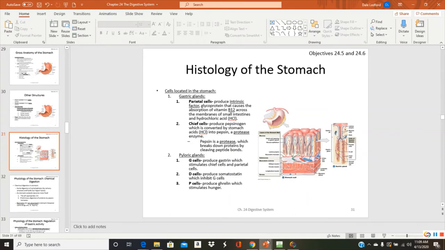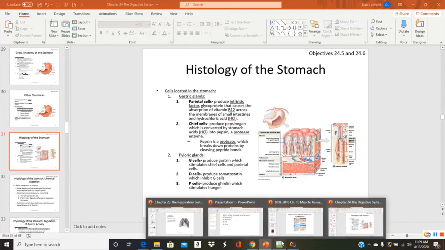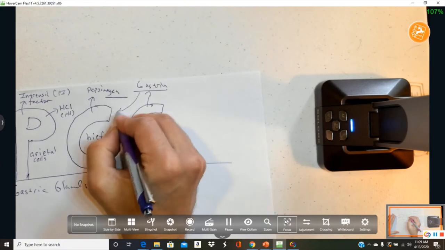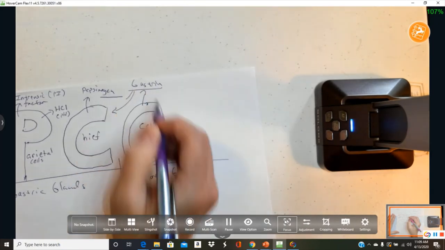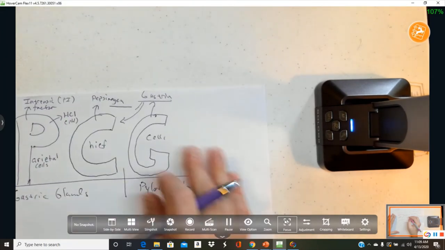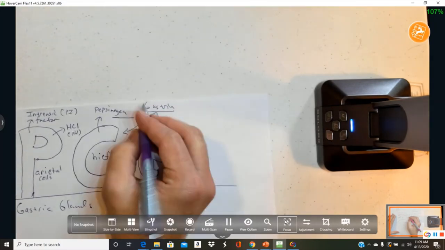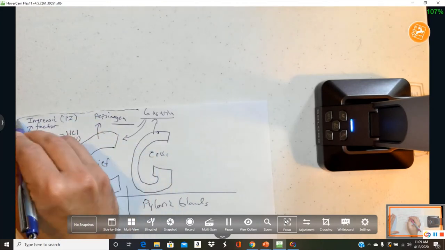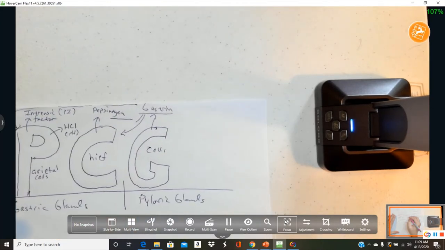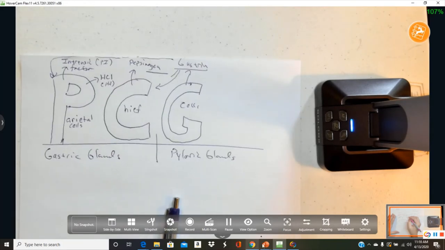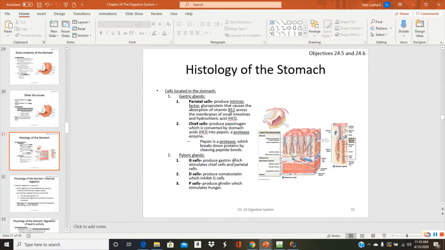So what we're going to do with that drawing is go over here and say gastrin. Gastrin is going to go over here. I didn't leave myself enough room to go over the top. I always do that if I'm not doing this on a board. I'm going to sneak around. There we go. So it's going to stimulate those two cells. Now that would be your chief cells.